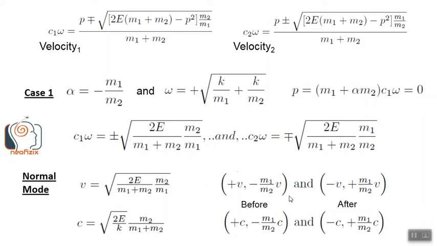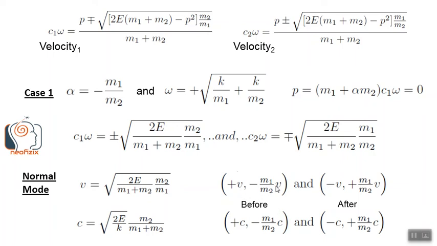This is the before collision state, and minus v, plus m1 by m2 v. One of them can be considered as the before collision state and the other is the velocity value of the two masses after collision. Overall, the two masses keep switching between this state and this state forever. Once disturbed in the beginning, they keep oscillating between these two states forever.